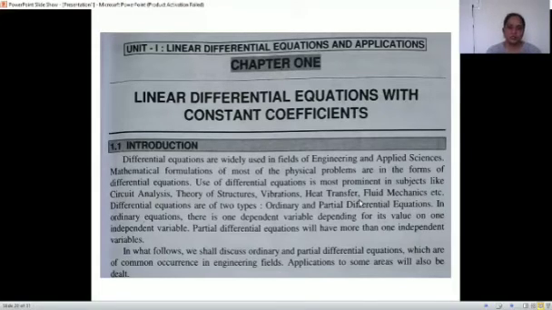Differential equations are of two types, as yesterday I was talking to you. An ordinary differential equation depends on only one independent variable. But a partial differential equation will have more than one independent variable.